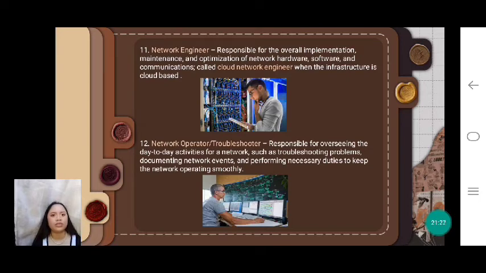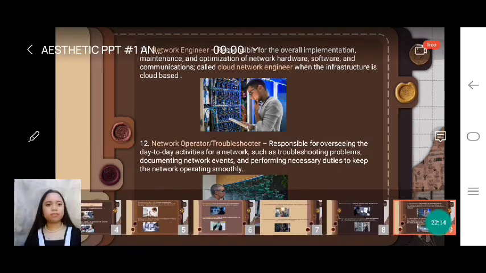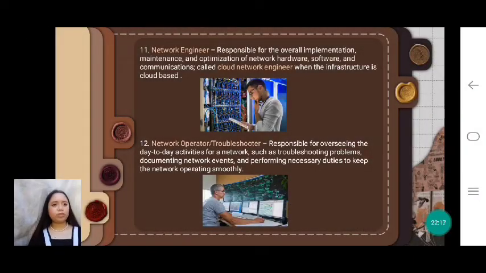11. Network engineer. A network engineer is responsible for the overall implementation, maintenance, and optimization of network hardware, software, and communications. They are called cloud network engineers when the infrastructure is cloud-based. Typically, a network engineer has more education and earns more than a network administrator, because they're responsible for the overall implementation and maintenance of network hardware, software, and communications.